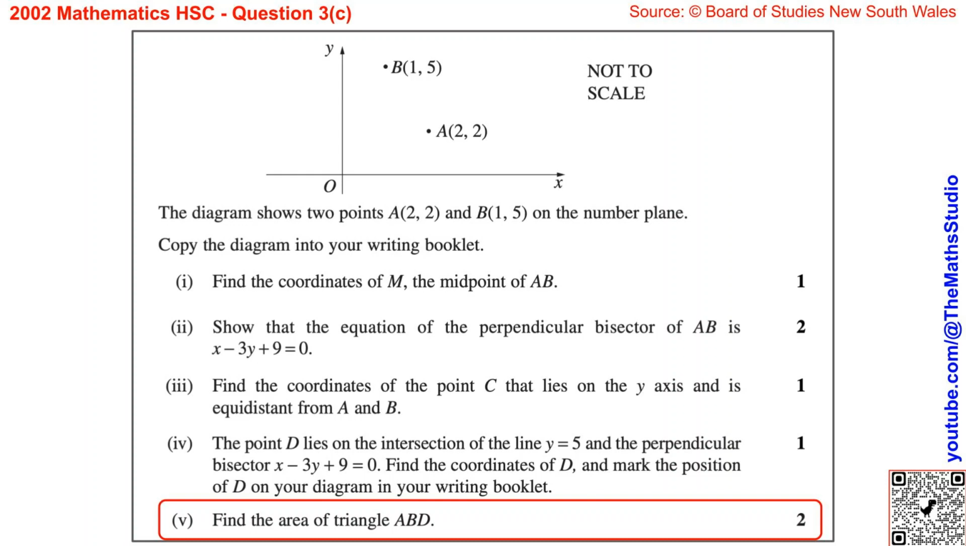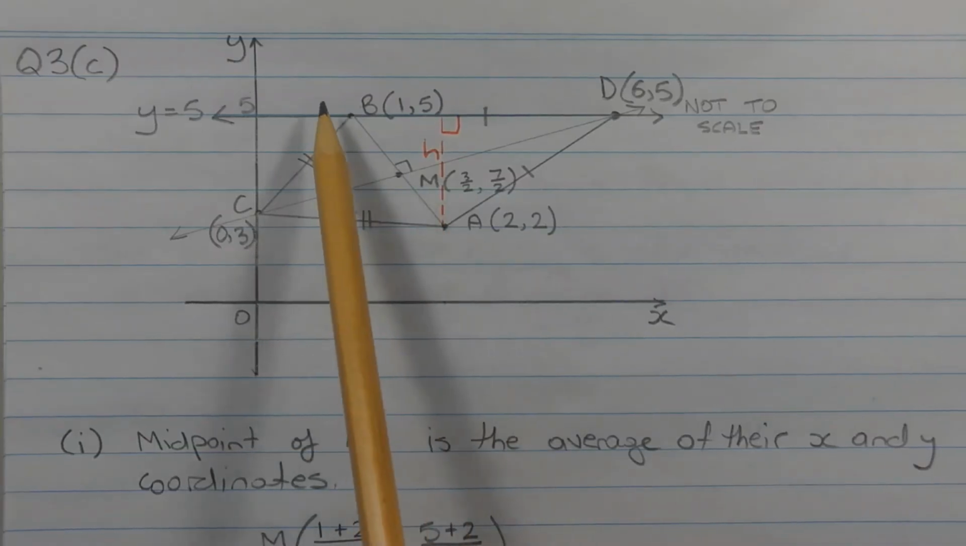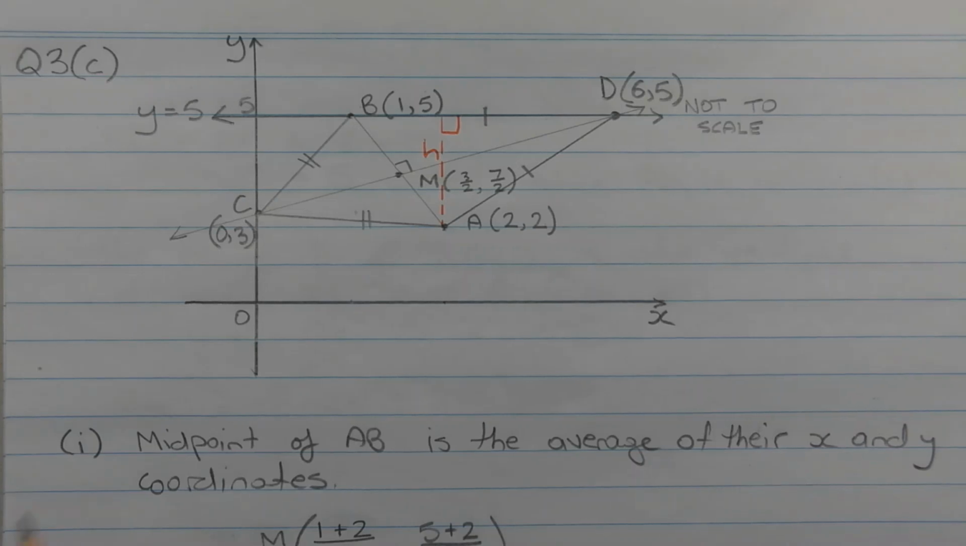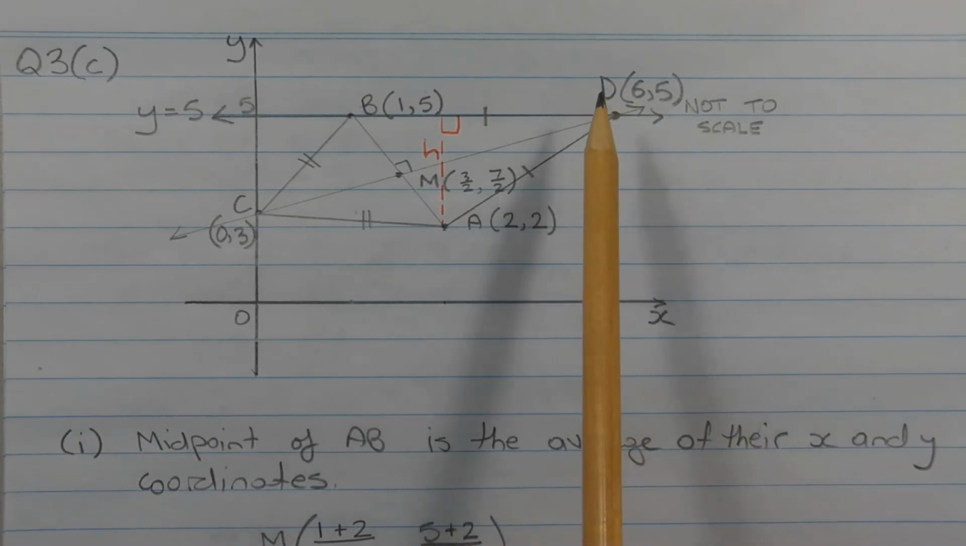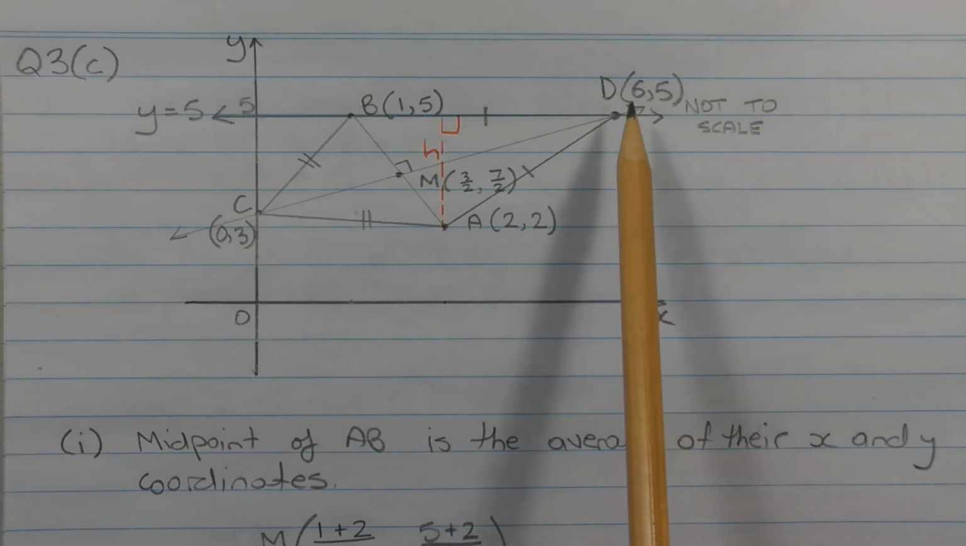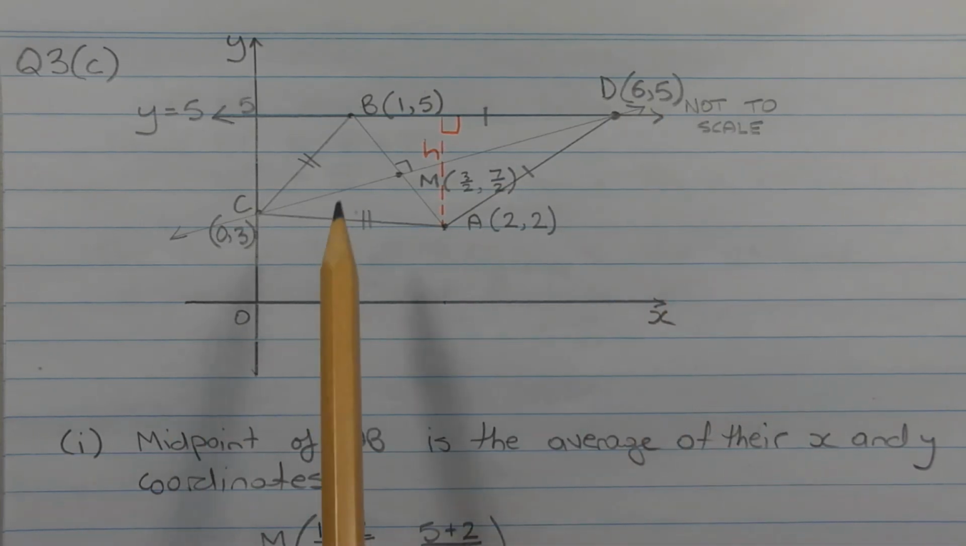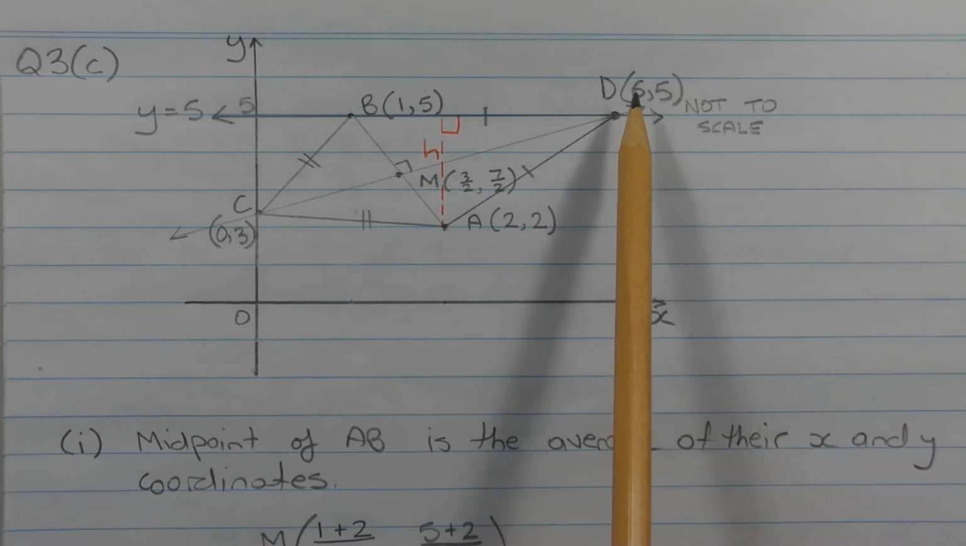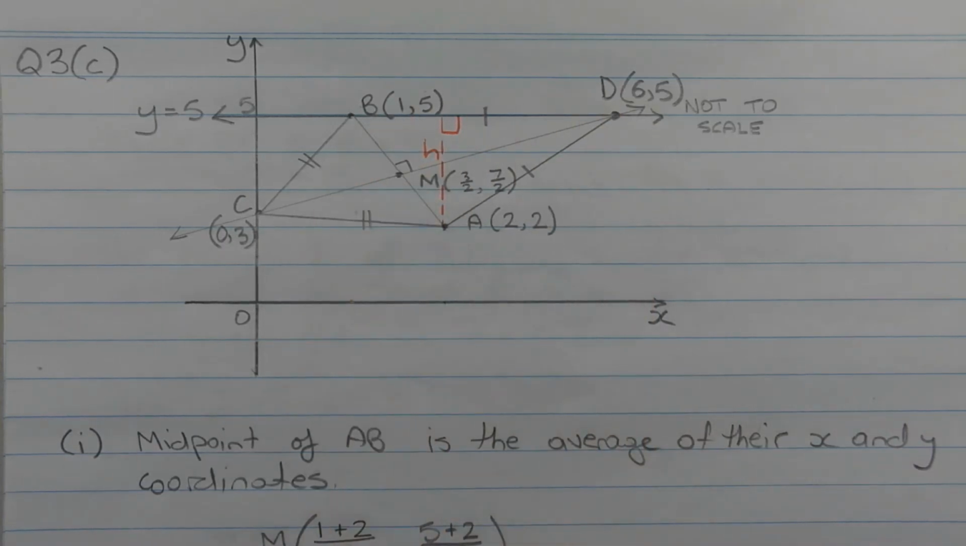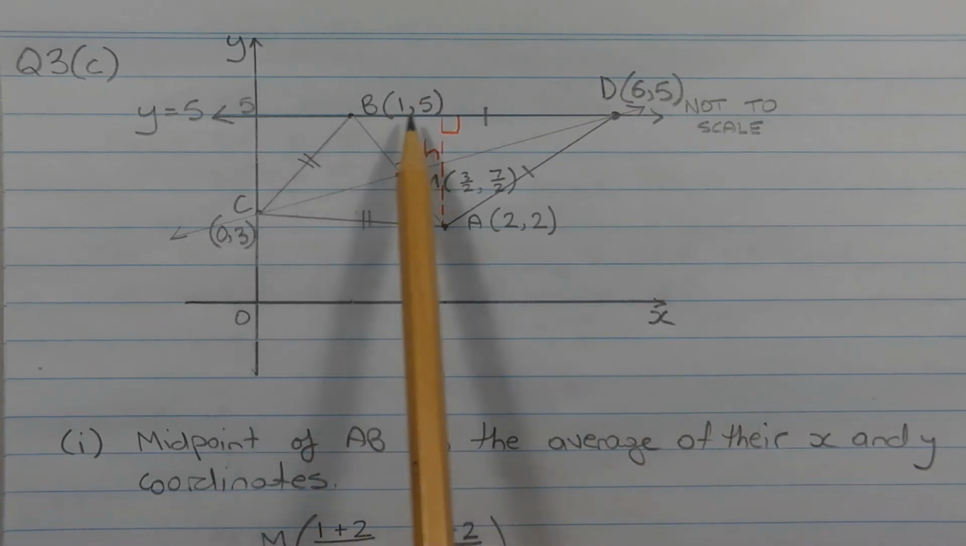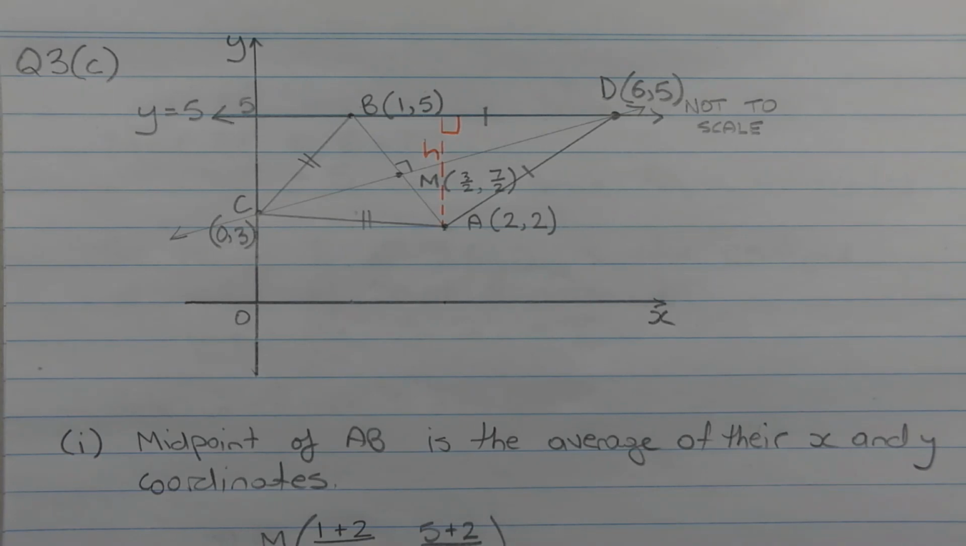Part 5. Find the area of triangle ABD. One way to find the area of triangle ABD is to recognize that interval BD is a horizontal interval. In other words, it's parallel to the x-axis. Now, we found the coordinates of point D in part 4, and the coordinates were (6, 5). So to find the length of BD, it's just the difference of the x-coordinates of point D and point B. So 6 minus 1 equals 5, and that represents the base of triangle ABD.